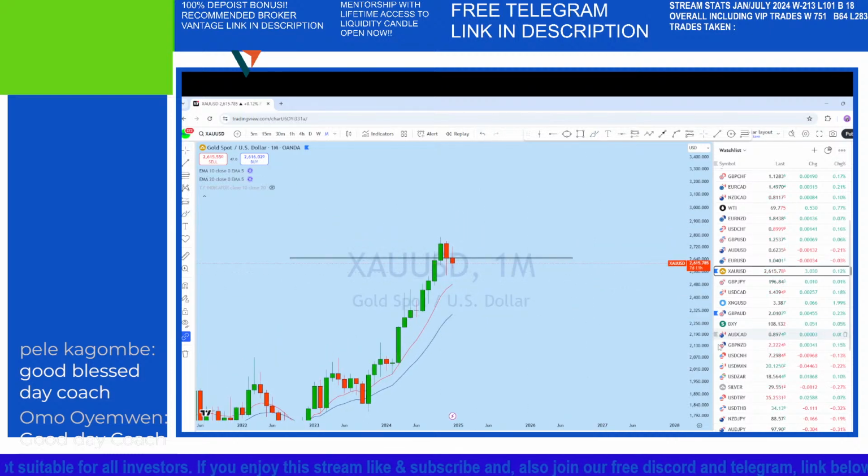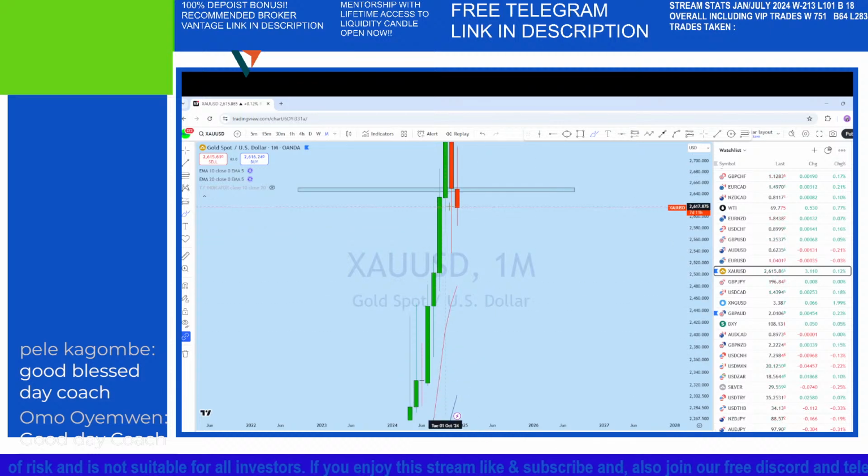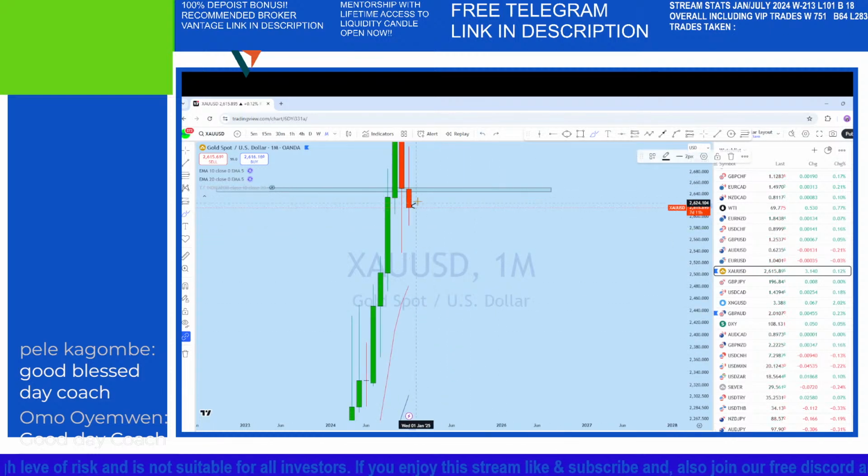If you guys look at it, you can see this is the monthly price action, where the market from this monthly resistance broke below this level, and with that break of this structure, I think that XAUUSD may try to drop further to the downside.